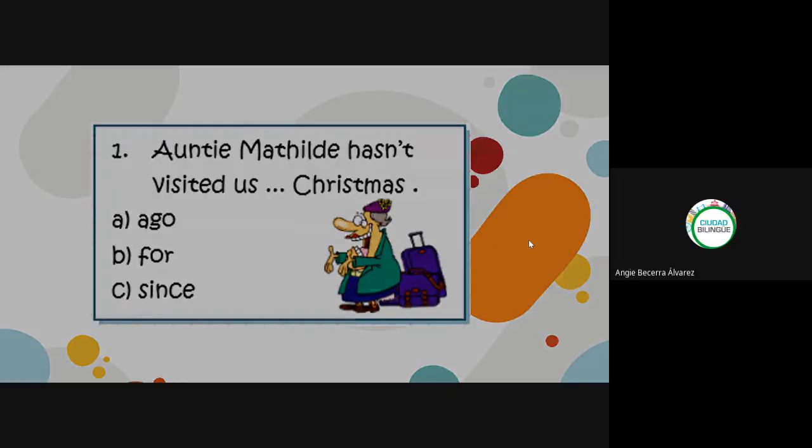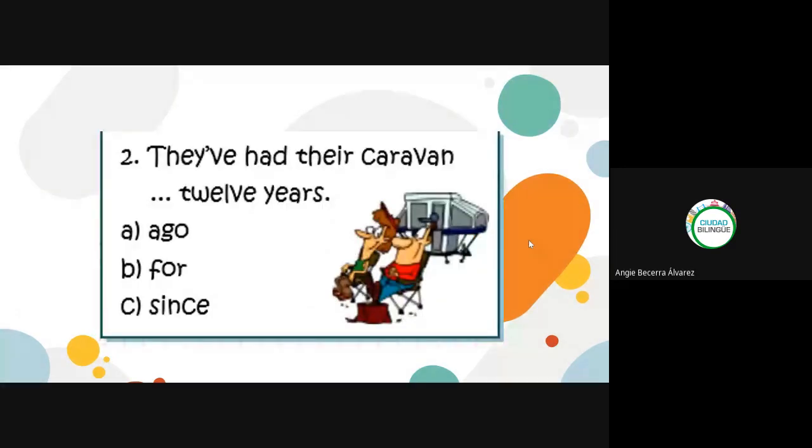Perfect. Now, this one, it says, they've had their caravan 12 years. A, B, or C? What do you think? For. You say B. What about the others? Miguel says ago or for? Now says for. So B. What about Daniela, Rocío, and Sus Lady? For. For. Perfect. So yes, it is B. They have had their caravan for 12 years.